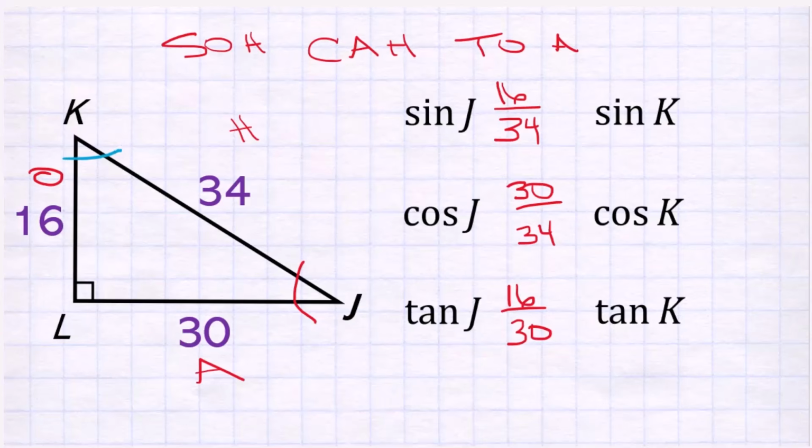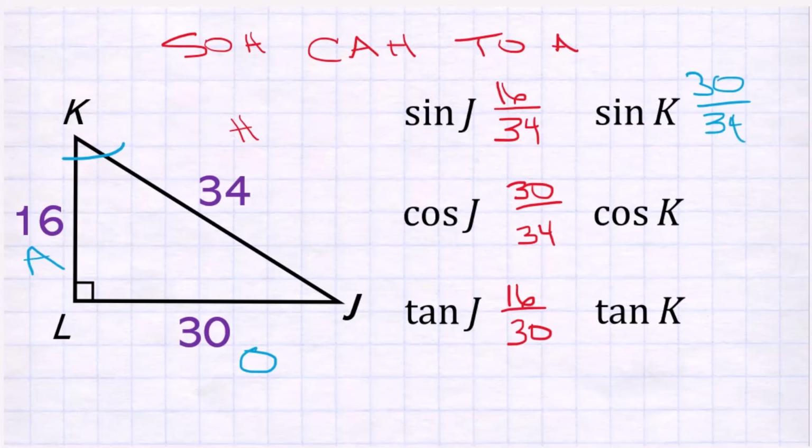Now we are at K. So things change. The hypotenuse doesn't, but we take that off, we take that off, we take that off. So if you are standing at K, this is now your opposite side, and this is now your adjacent side. So the sine, opposite over hypotenuse, is now going to be 30 over 34. The cosine is going to be adjacent over hypotenuse, which is now 16 over 34. And tangent is going to be opposite over adjacent, which is 30 over 16.